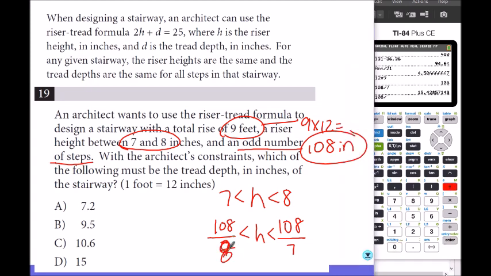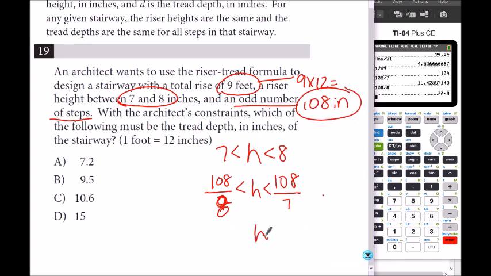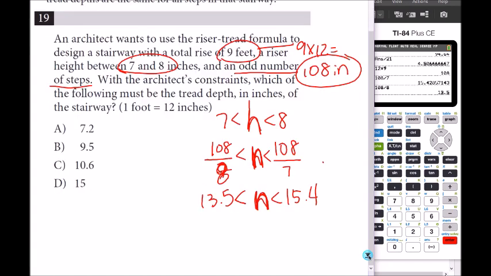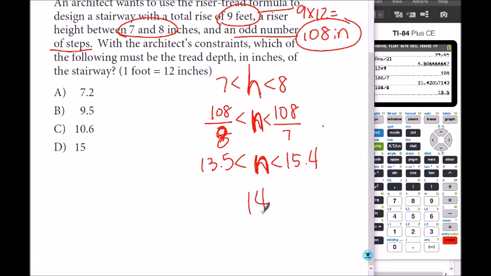We did 7. So 8, to get the number of steps, it has to be between 15.4 and now 13.5. So now this is the number of steps. This was the height. So between 14, right, we cannot have 13. It has to be greater. And the number of steps must be a whole number. Must be from 14 to 15. So there are only 2 options.